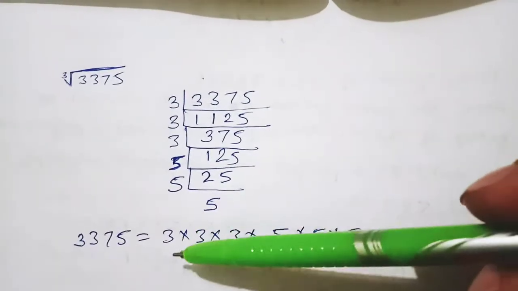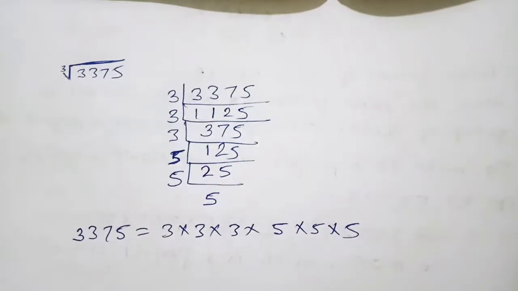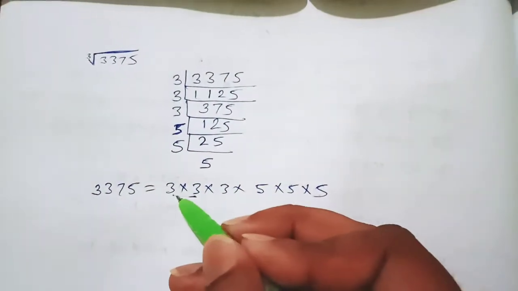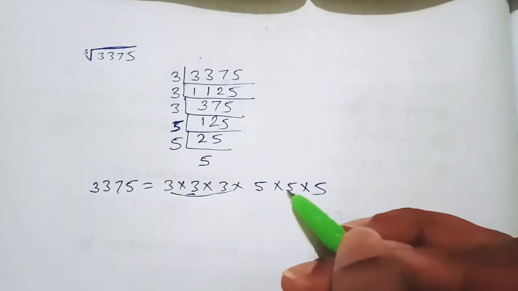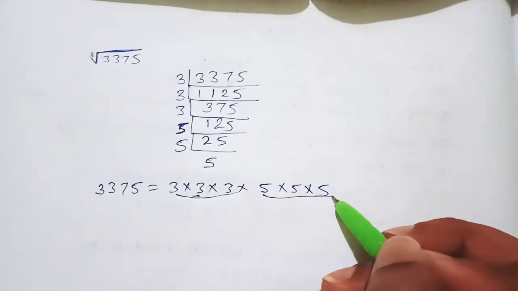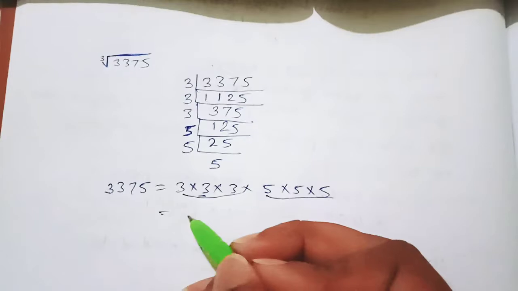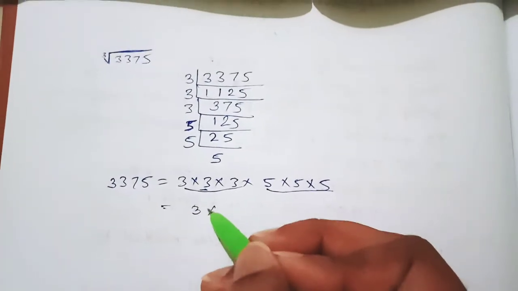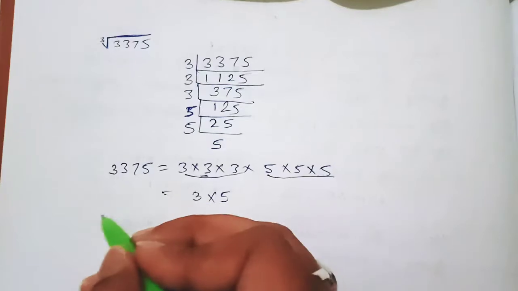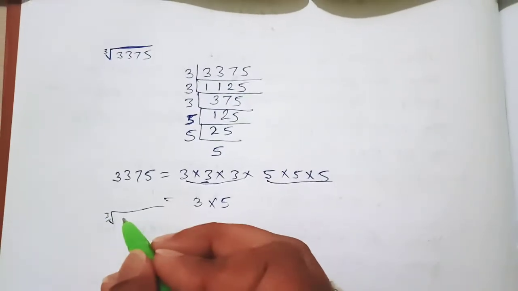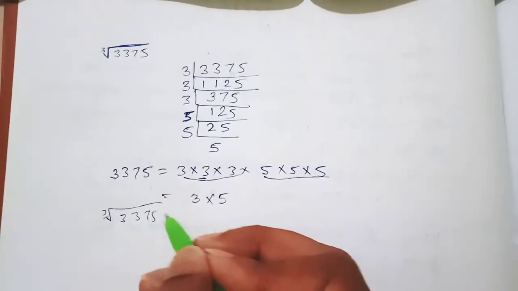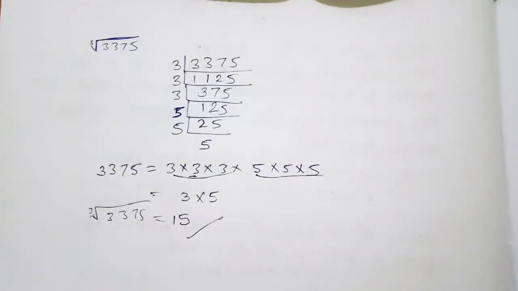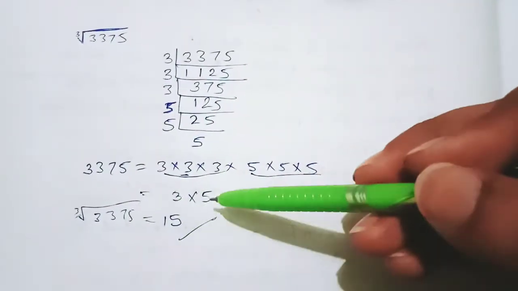So you have to make groups of three numbers. See here how you can make the grouping. Here 3 is in a group of 3, and 5 is in a group of 3. So for this group of 3 you write 1 time 3, and for this group of 5 you write 1 time 5. So the cube root of 3375 will be 3 times 5, 15. So this is the answer. The cube root of 3375 is 15.